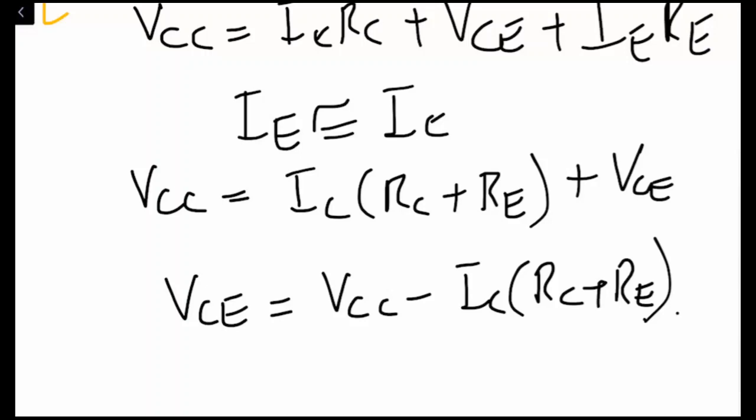Now this is basically the exact method, in which we go with the Thevenin equivalent circuit. The other method is called the approximate method. In the approximate method, what strategy are we going to use? The second method is called the approximate method.